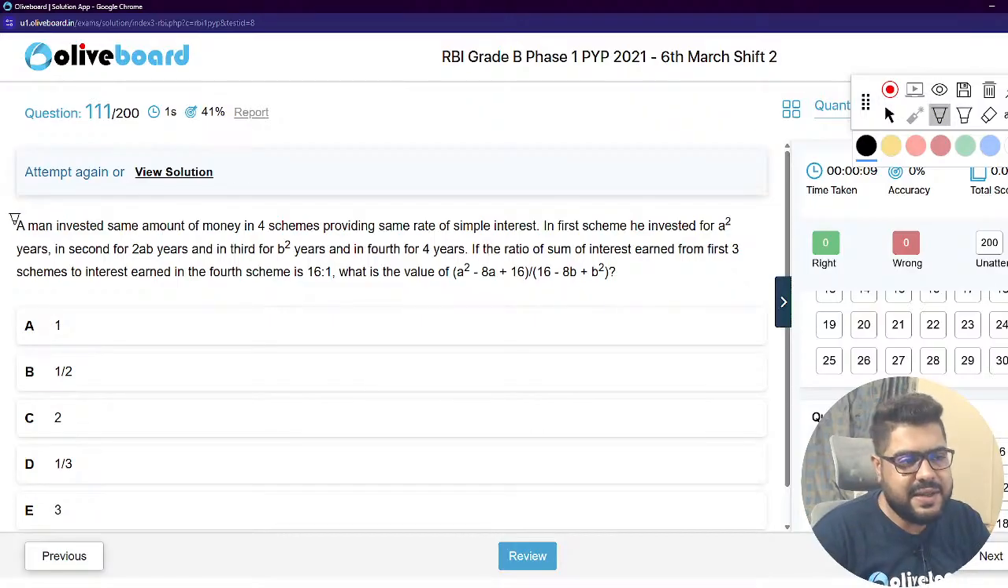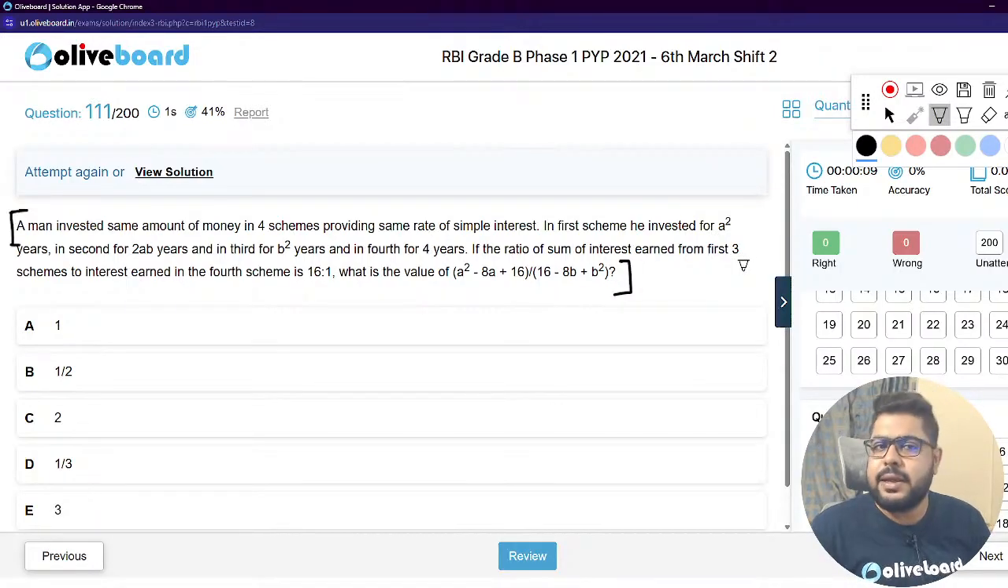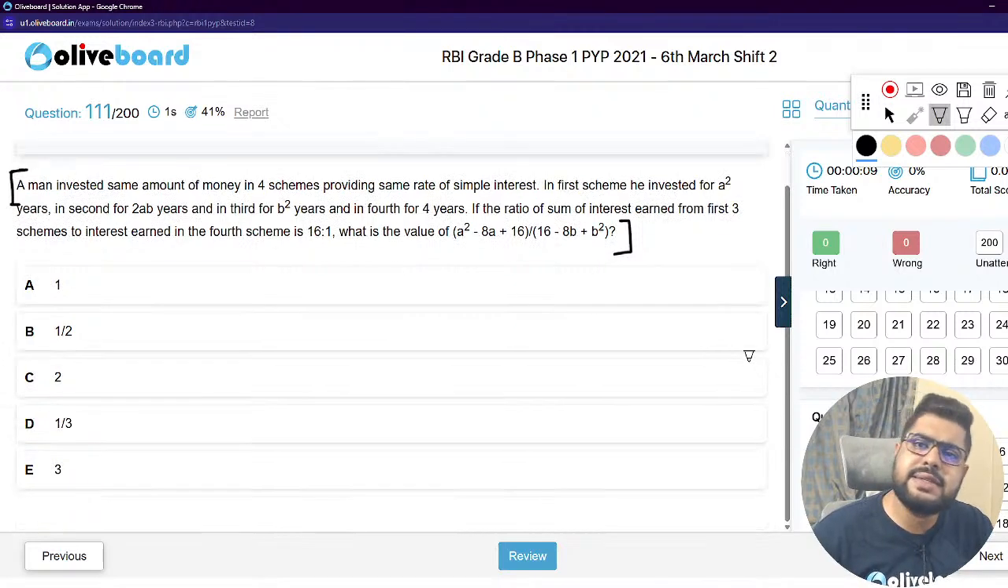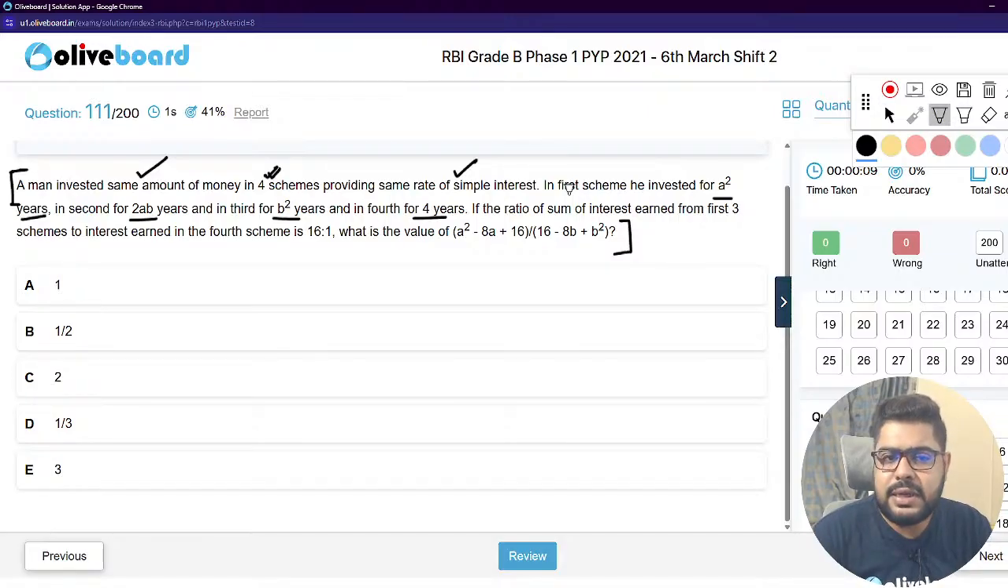Let's start. First question is this one. A man invested the same amount of money in 4 schemes providing the same rate of interest. The rate of interest is the same and it is simple interest, and the principal is also the same. But there are 4 different schemes. In the first scheme he invested for this many years, for the second this, the third this, and the fourth is 4 years. The ratio of the sum of the interest earned from the first 3 schemes to the interest earned from the fourth scheme is 16:1.